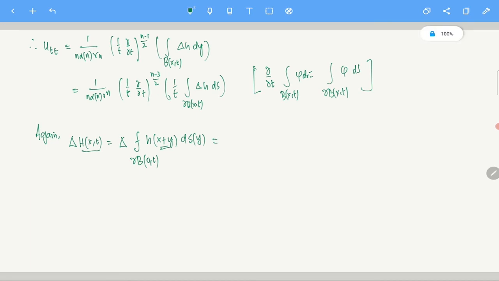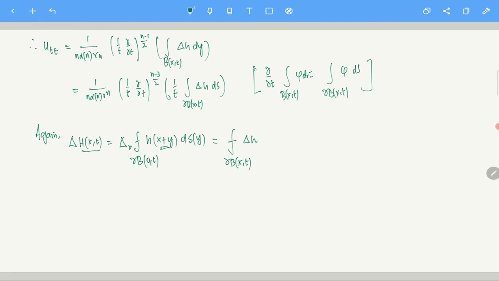So this is essentially, if you write it down, that is ∂B(x,t), Laplacian of h. I can just take this inside, right? Because this integral is with respect to y, and the delta is with respect to x. This integral is with respect to y.